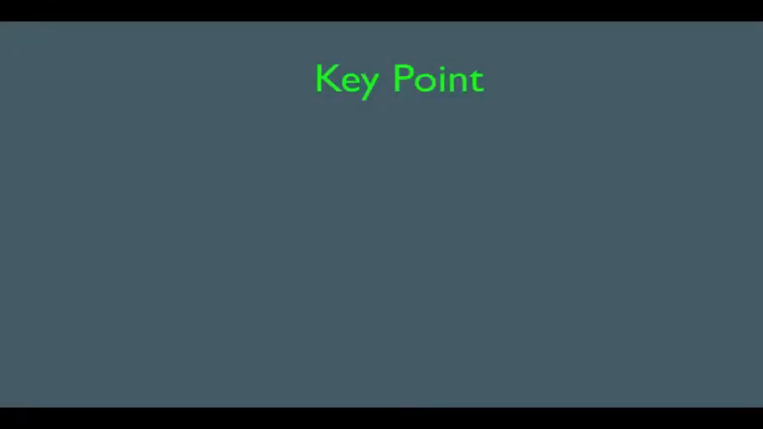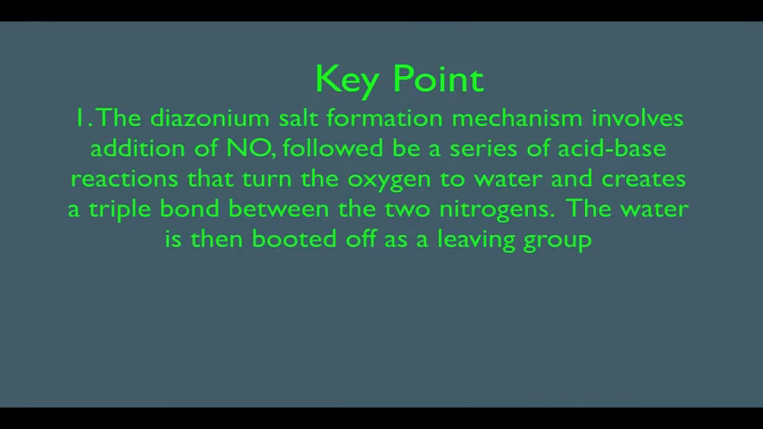In this online lecture, we're going to discuss the diazonium salt formation mechanism. And what we're going to see here is that key point number 1, the diazonium salt formation mechanism involves addition of NO, followed by a series of acid-base reactions that turn the oxygen to water and creates a triple bond between the two nitrogens. The water is then booted off as a leaving group.